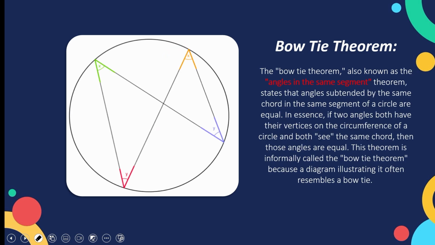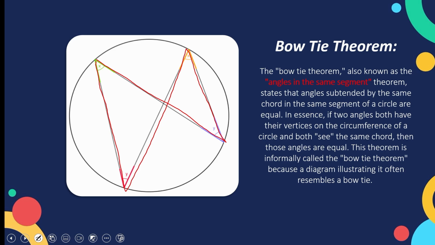Moving on, we have our second theorem, and our second theorem is the bow tie theorem. Now, why do we call it the bow tie theorem? Well, if we join all our lines up again, as you can see there, you've got a bow tie, a very snazzy one at that.